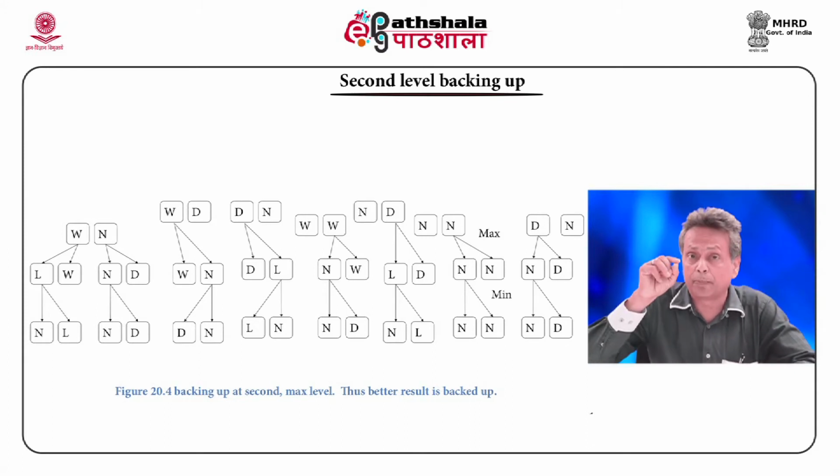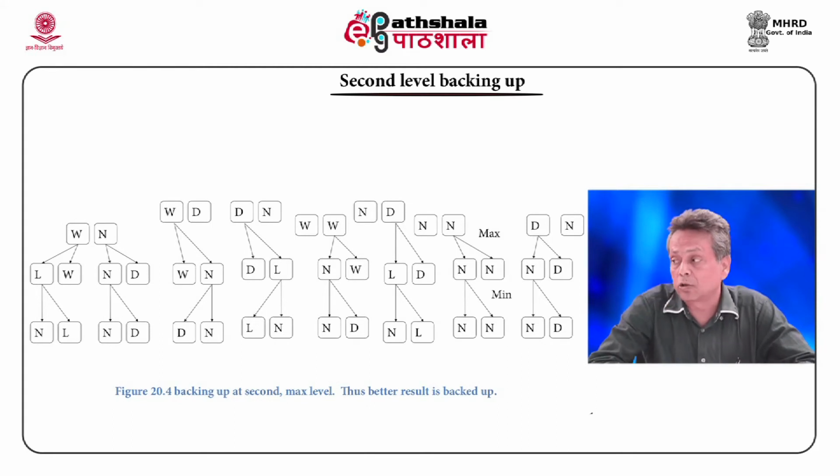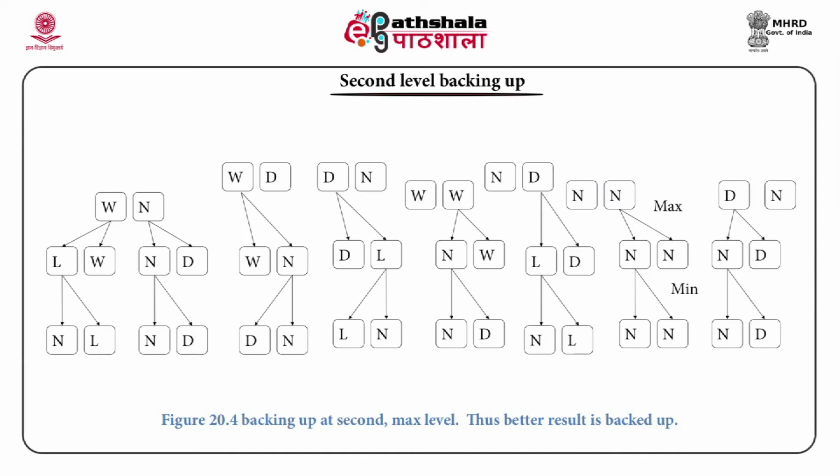So the player is playing, the opponent is not playing, so we'll choose the best. There are two options, W and L, so I'll choose W and not L. N and D, then you choose N, not D. W and N, you'll choose W, and so on and so forth. So you can look at that and decide.